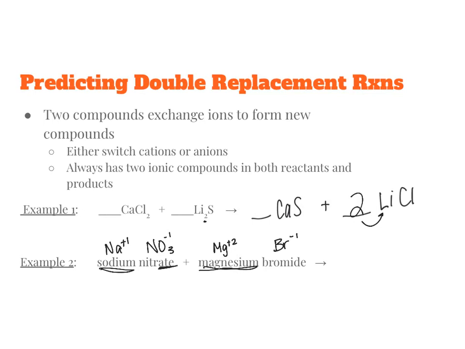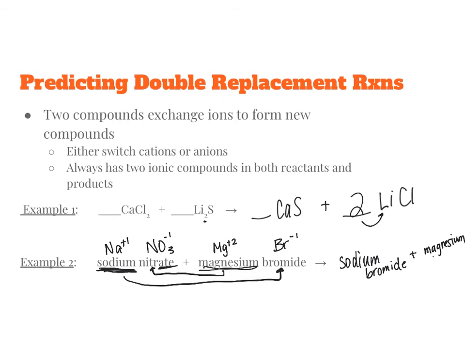So my sodium, my metal from this compound, is now going to bond with the anion, the bromine, from this compound, and my magnesium is going to bond with my nitrate. When you are writing out the names, remember that the metal comes first, so you can start with either one. I'll just start with sodium bromide, and then I'm going to have magnesium nitrate.